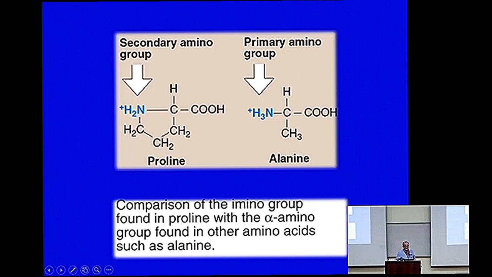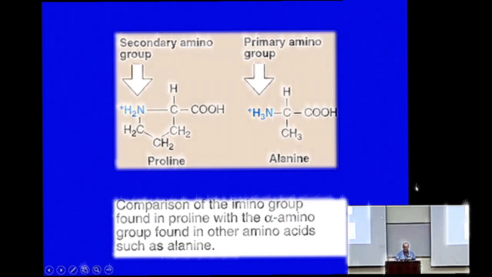Okay, proline. Proline, as I mentioned, is the only amino acid that has an imino group because it's a secondary nitrogen versus primary nitrogen, and so that's an important thing to remember. That's a unique feature of proline.